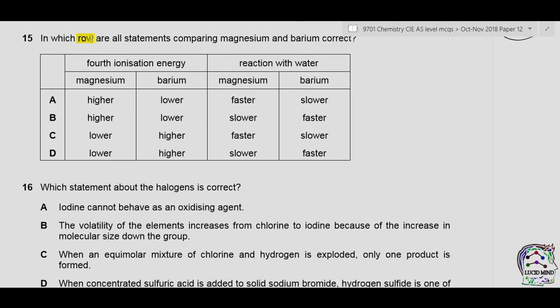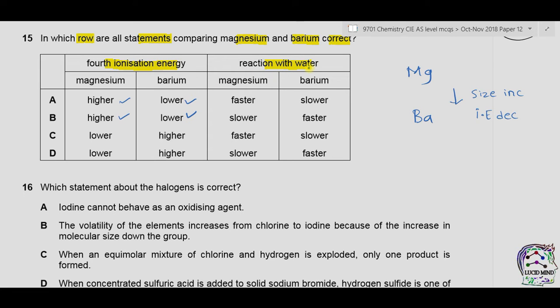Question 15. In which row are all statements comparing magnesium and barium correct? First is the fourth ionization energy, and second is the reaction with water. Now magnesium and barium are in the same group of the periodic table, in which magnesium is on top and barium is at bottom. So as we move down the group, size of atom increases. So therefore ionization energy decreases, as it is easy to remove an electron from a larger atom as compared to a smaller atom. So the ionization energy of barium will be lower than magnesium.